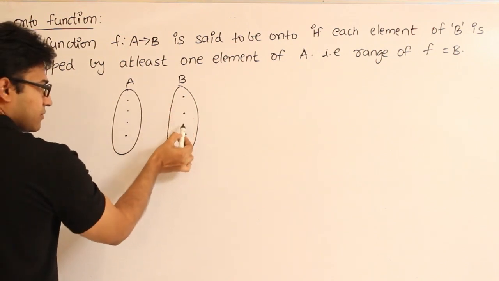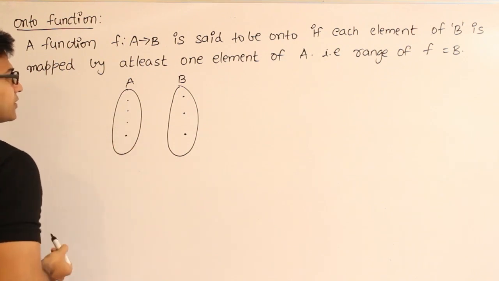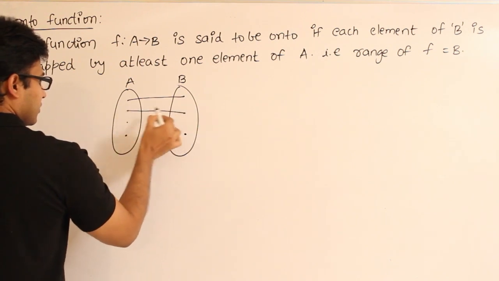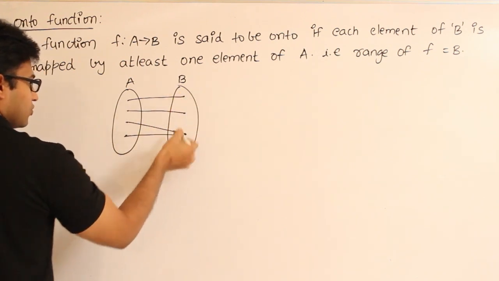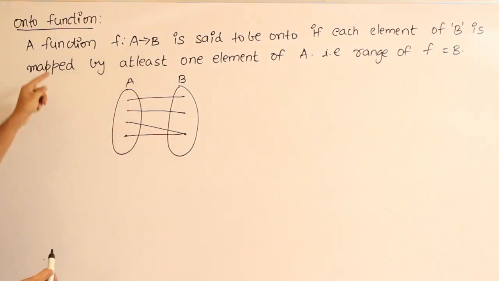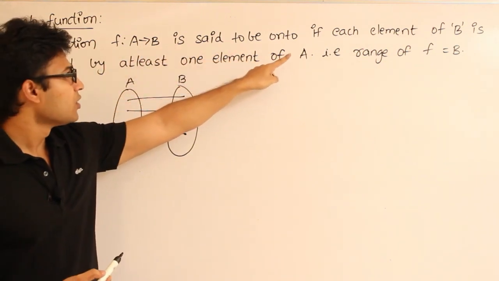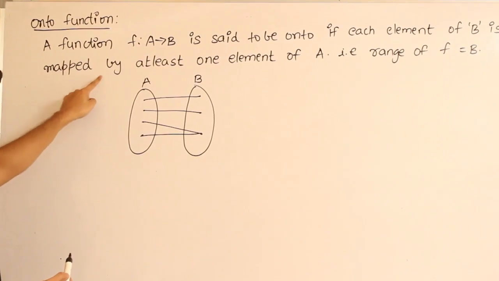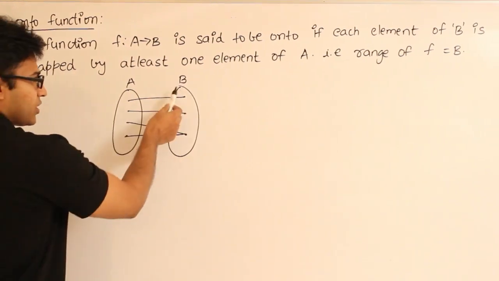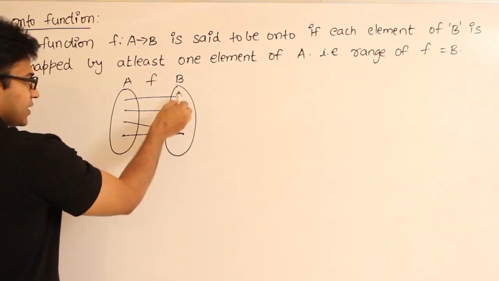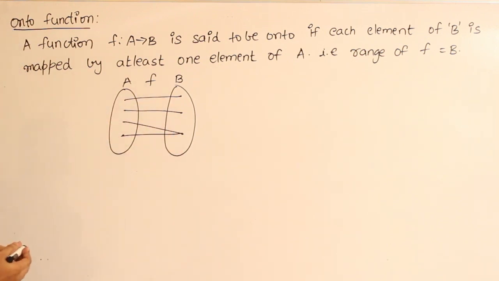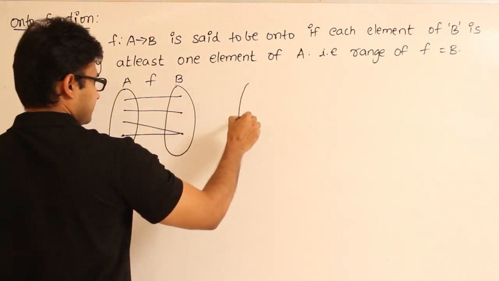Now if every element in B is associated with at least one element here, then we can say that it is an onto function. For example, see this is an onto function because every element in B is associated to at least one element. A function f from A to B is said to be onto if each element of B is mapped by at least one element of A, that is, range of f equals B. In this case, what is the range of this function f? The range of f is the entire set B, because all the elements of B are actually participating in the relation, right? So I'll just give you one more example.